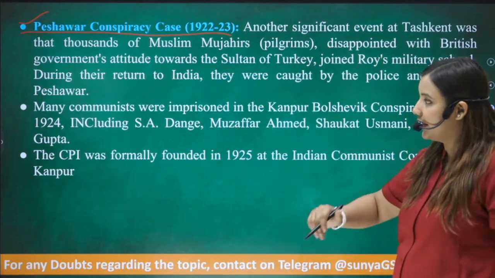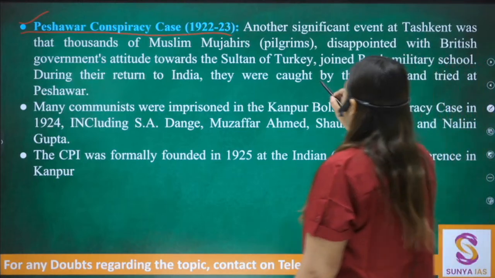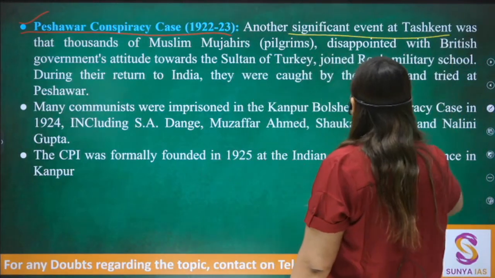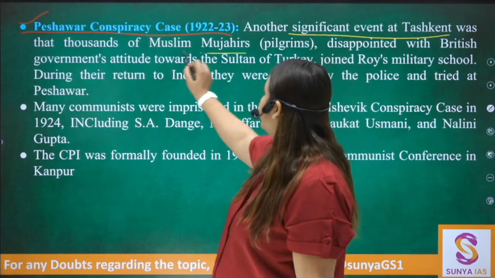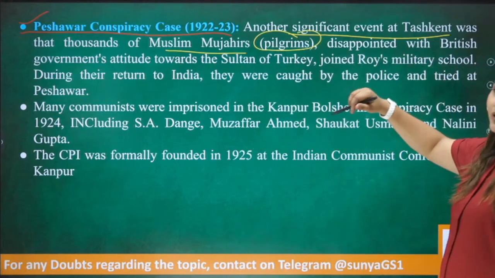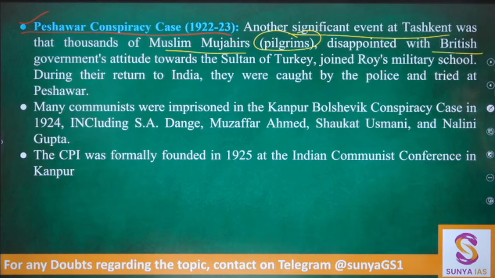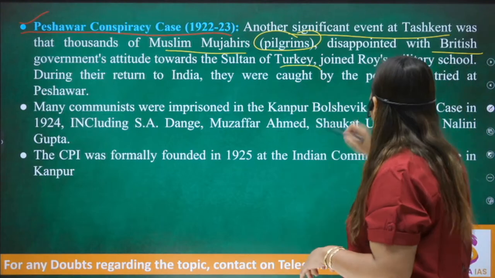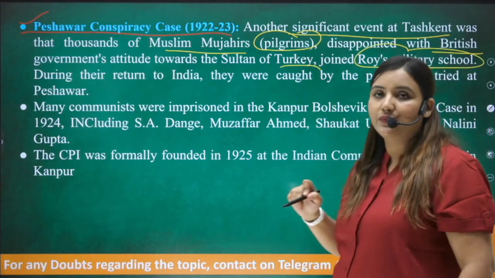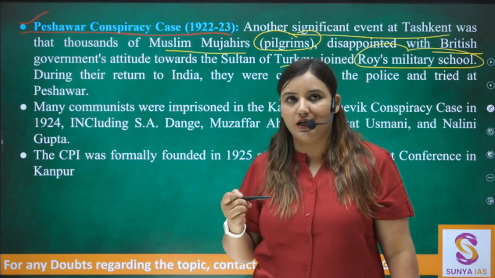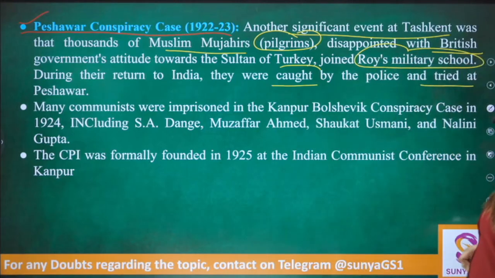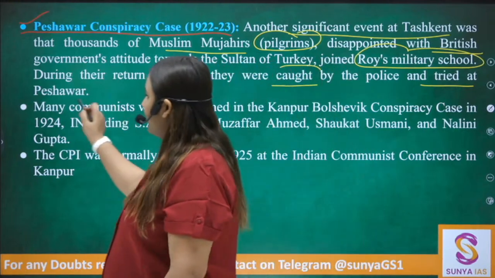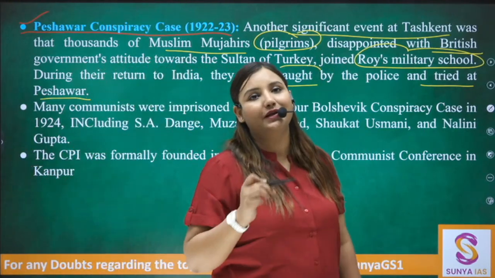Let's come to the topic again. Peshawar conspiracy case, 1922. It was another significant event at Tashkent, when thousands of Muslim Mujahids or Mujahideen, who were pilgrims, basically, were disappointed with the British government's attitude towards the Sultan of Turkey. So they joined M.N. Roy's military school in Tashkent. During their return to India, they were caught by the police and tried at Peshawar. When they were tried and punished, it was known as the Peshawar conspiracy case.